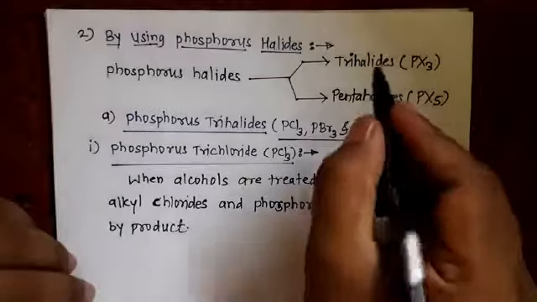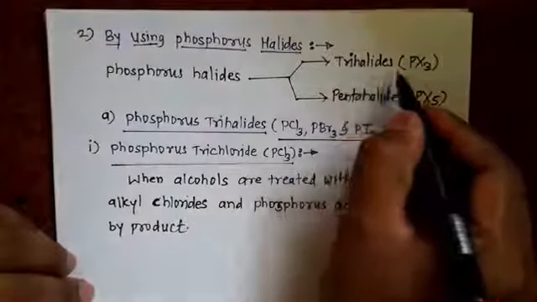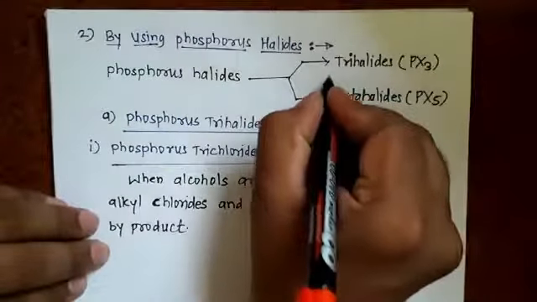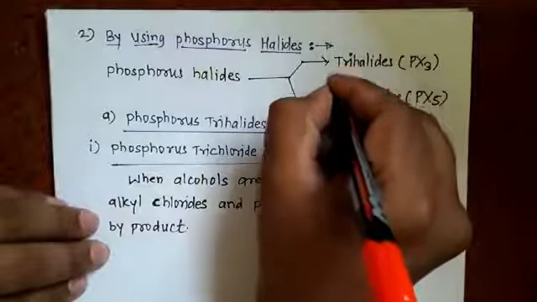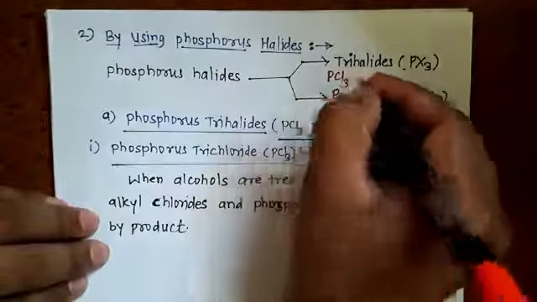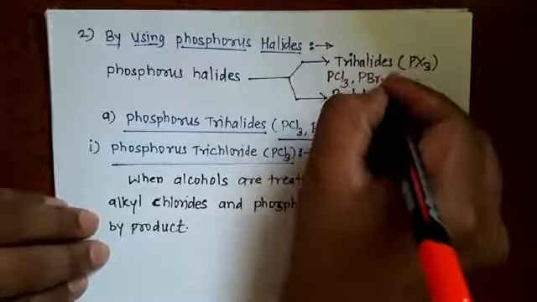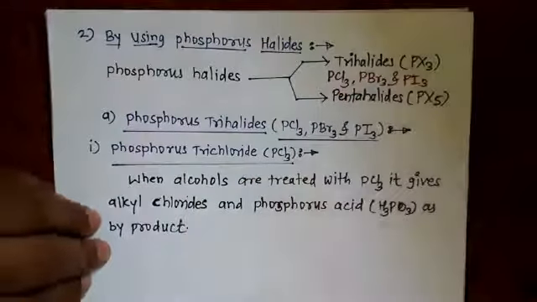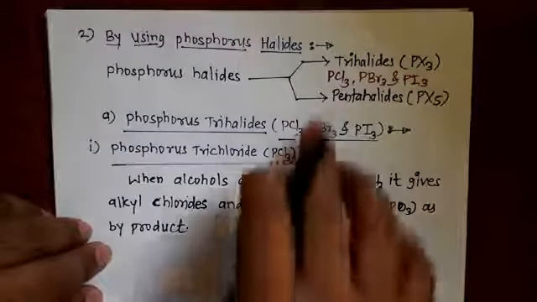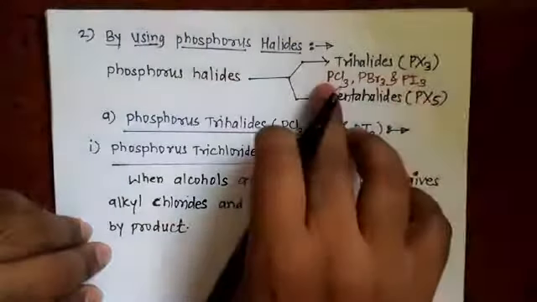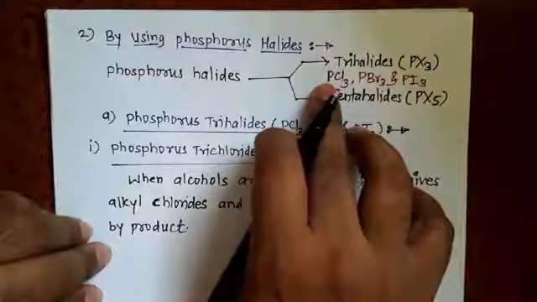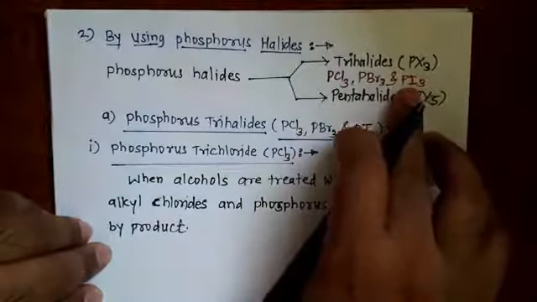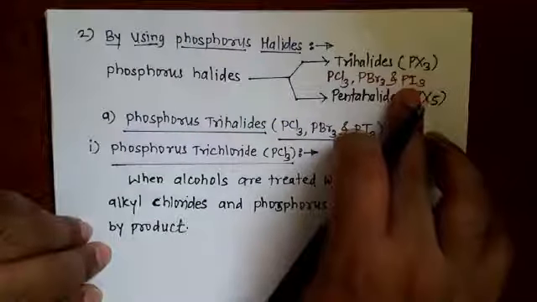First is phosphorus trihalide, which includes PCl3, PBr3 and PI3. Among these three, only PCl3 is stable and PBr3 and PI3 are less stable or unstable.